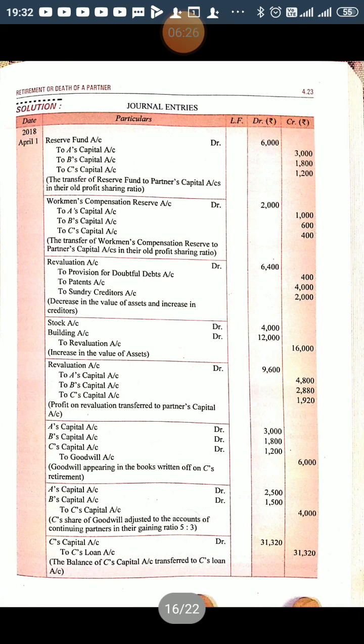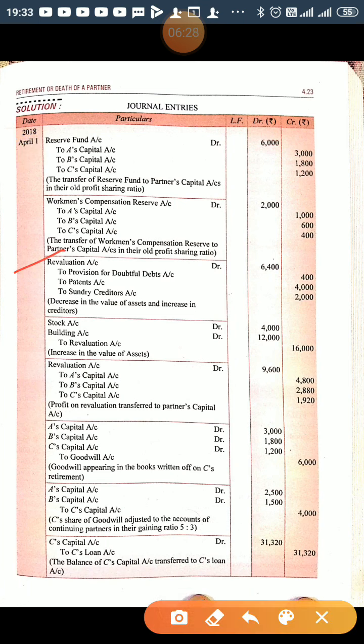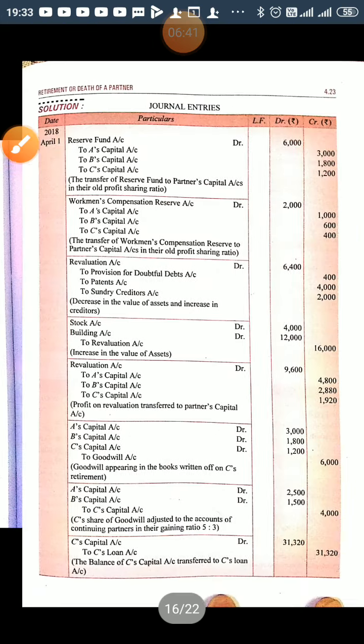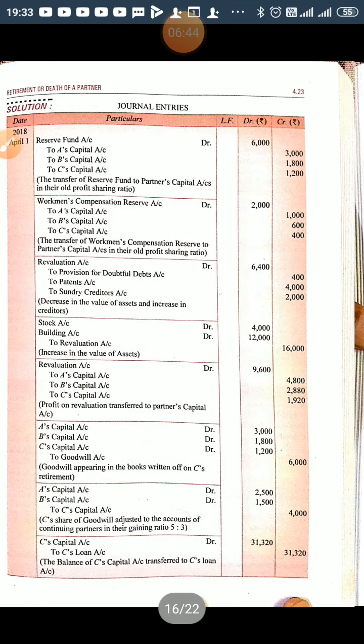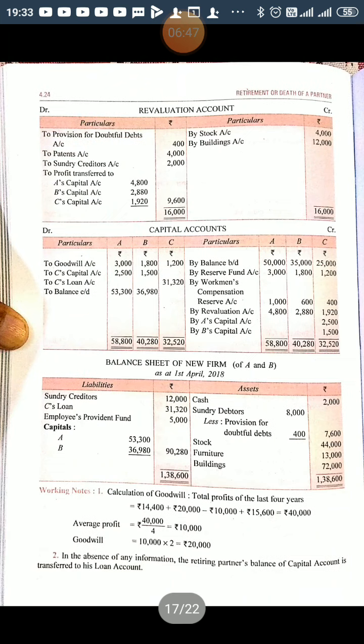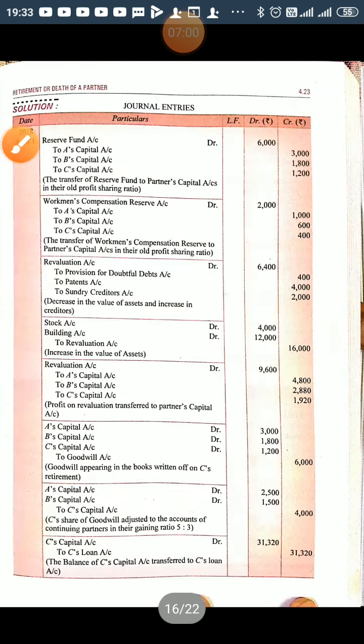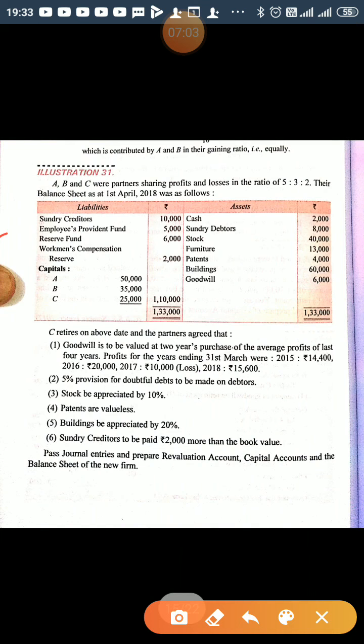So the journal entry will be: revaluation account debited to sundry creditors account, that is 2,000. They have passed the compound entry, but right now I'm talking about the sundry creditors. This increase of 2,000 will be shown in the balance sheet. Earlier it was 10,000, right now it is 12,000, and in the revaluation account they have shown to sundry creditors 2,000. That is the increase.